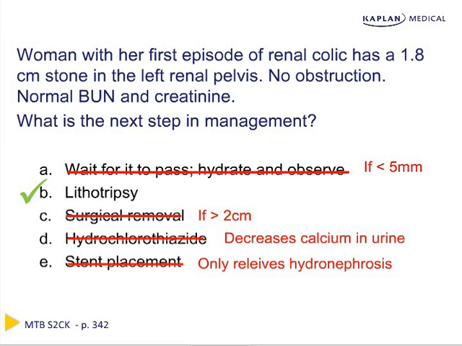Lastly, stent placement. Stent placement is often done in patients with kidney stones, but only if there's some evidence of obstruction or hydronephrosis. We don't need to place a stent in this patient because we're told she has no obstruction, and her normal BUN and creatinine indicate that she doesn't have any post-renal acute kidney injury.